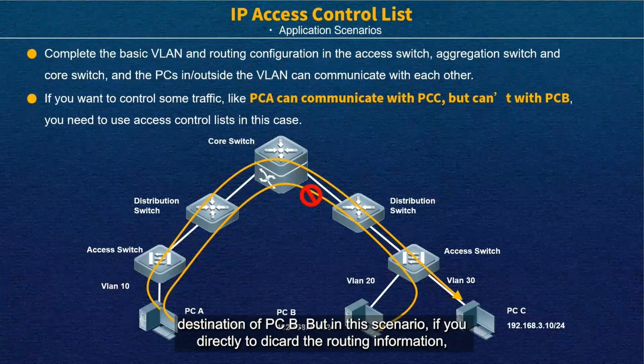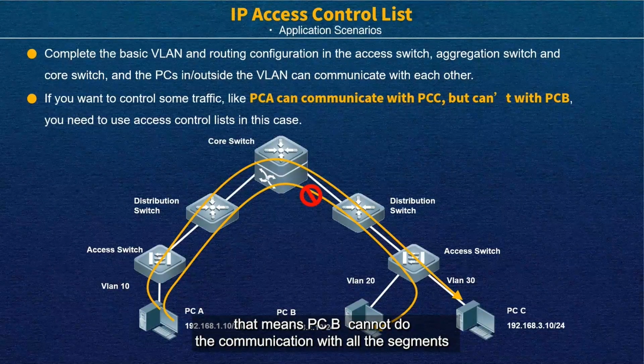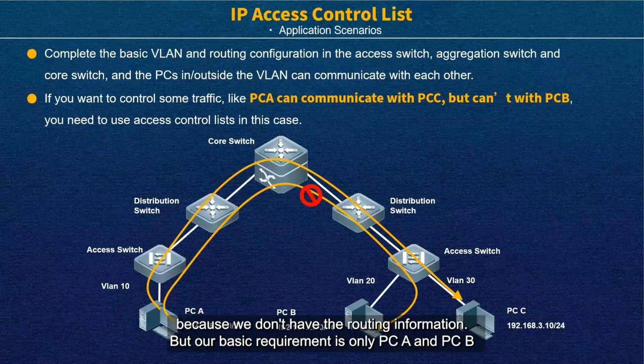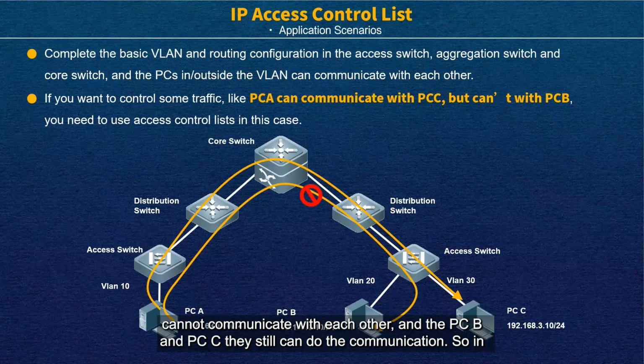But in this scenario, if you directly discard the routing information, that means PCB cannot communicate with all the segments, because we don't have the routing information. But our basic requirement is only that PCA and PCB cannot communicate with each other. PCB and PCC still can communicate.